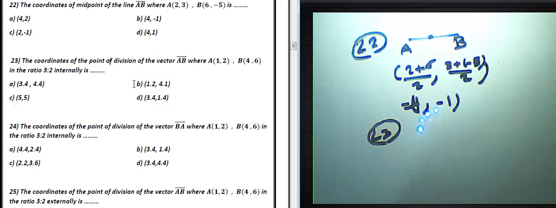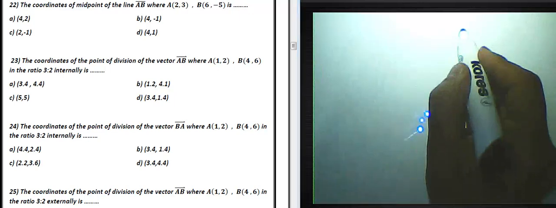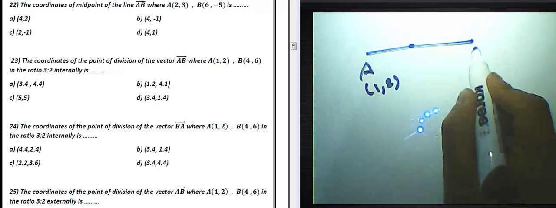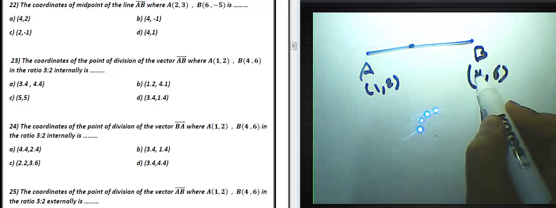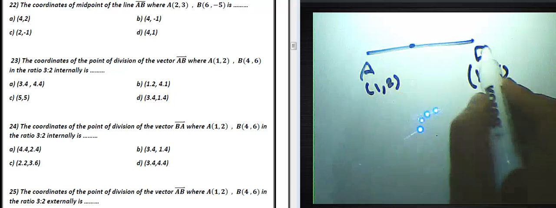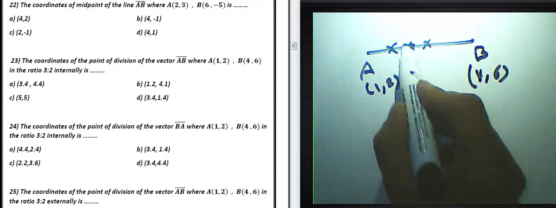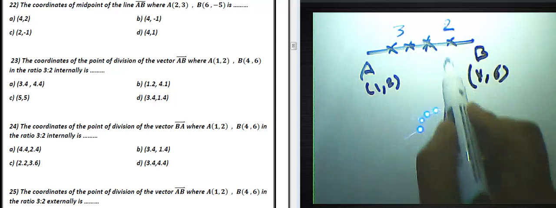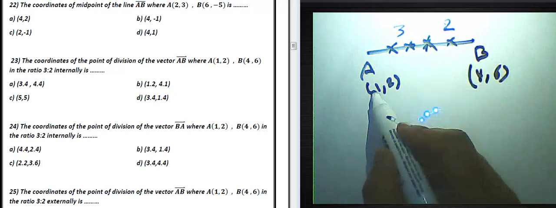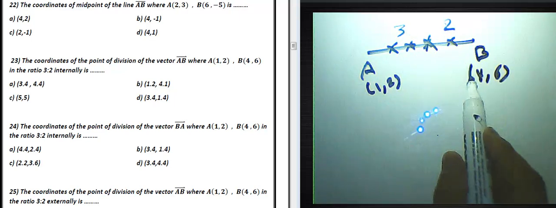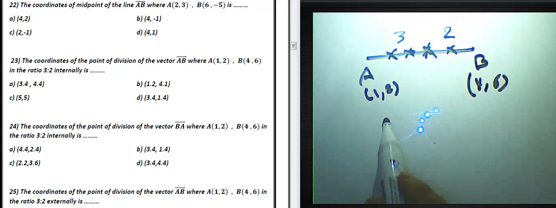Question 23: the coordinates of the point dividing the vector AP, where A equals (1, 2) and B equals (4, 6), in the ratio 3 to 2 internally. We can draw the straight line A and B. He divided the vector AP internally in the ratio 3 and 2. We can write 2 times 1 plus 3 times 4 over 3 plus 2. Do you know this step or not?